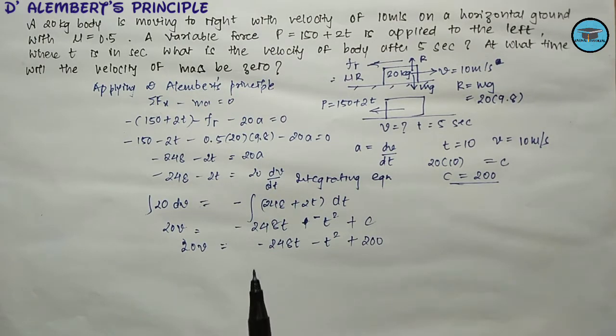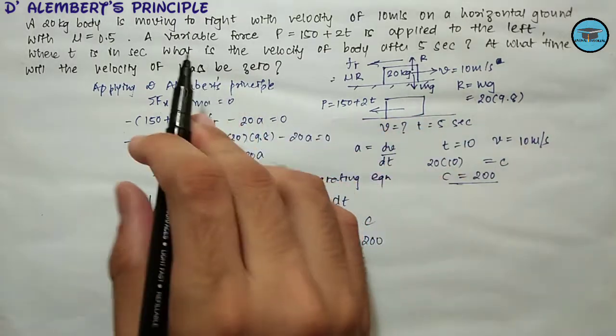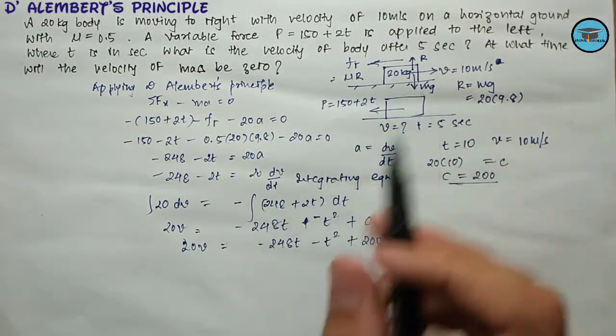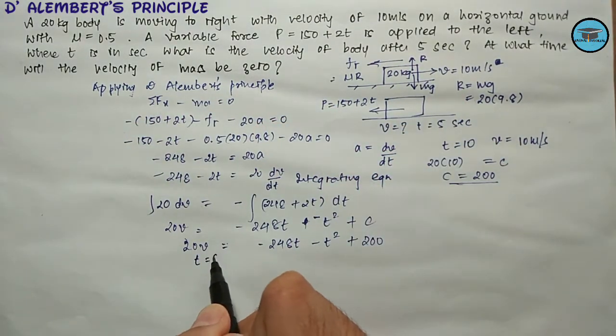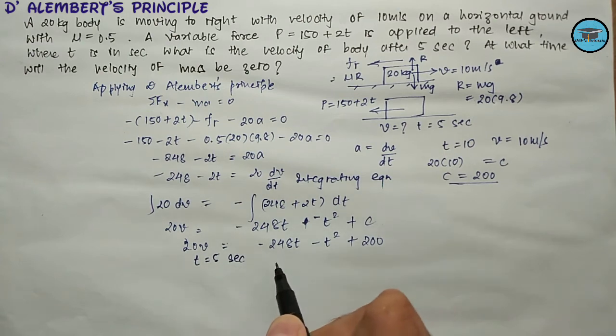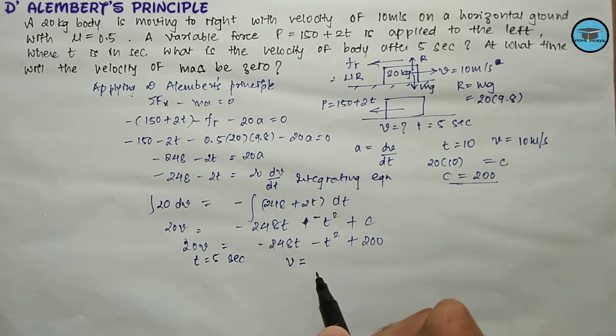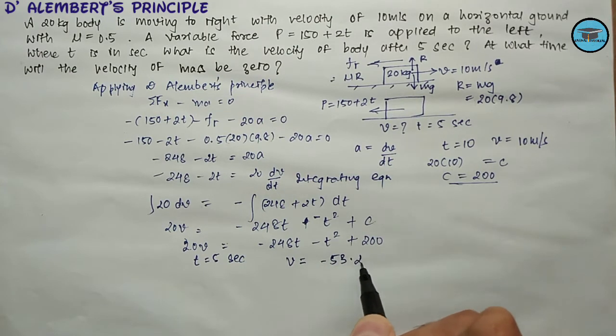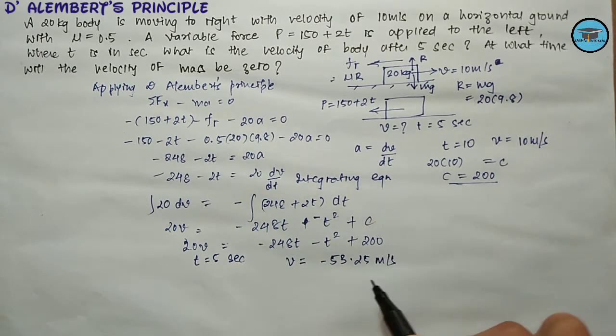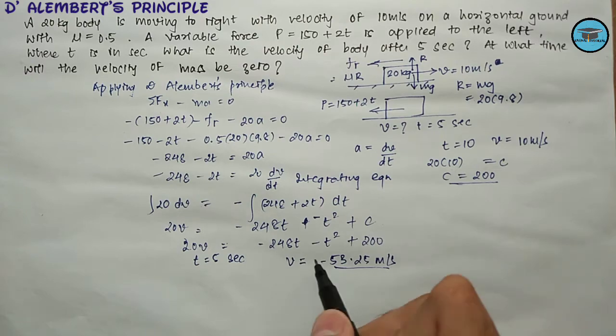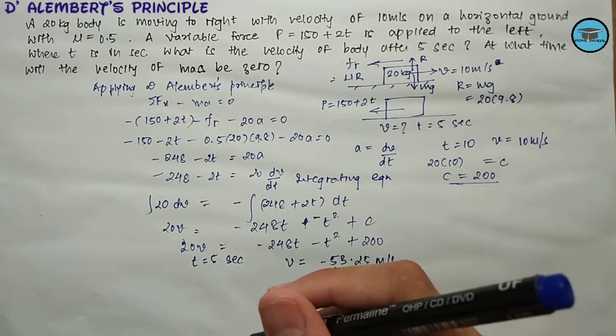Now we need to determine the velocity of the body after 5 seconds. So at t equals 5 seconds, we get the value of v as minus 53.25 meter per second. The negative sign indicates that it is towards the left.